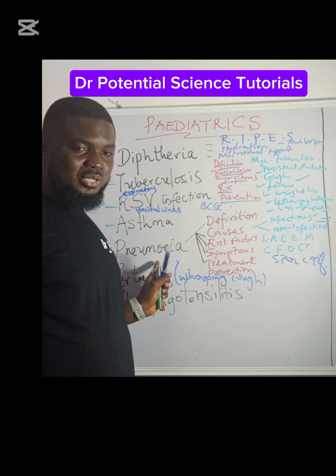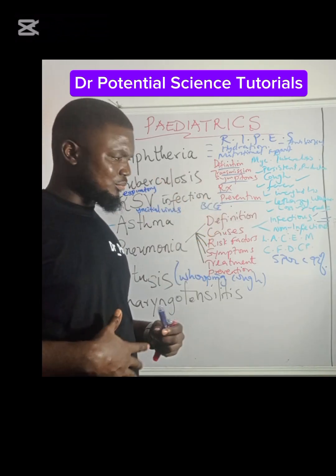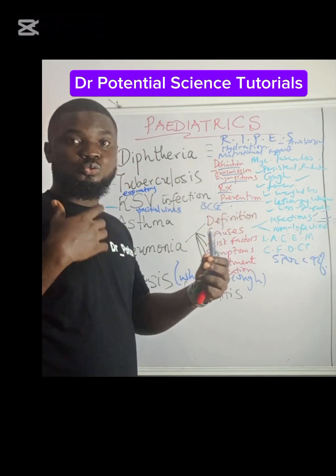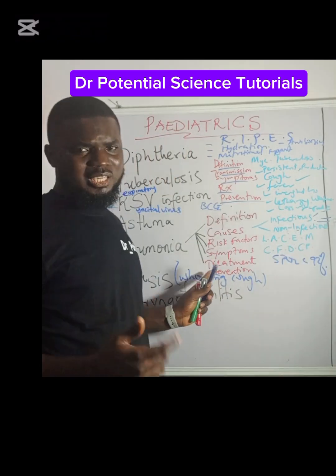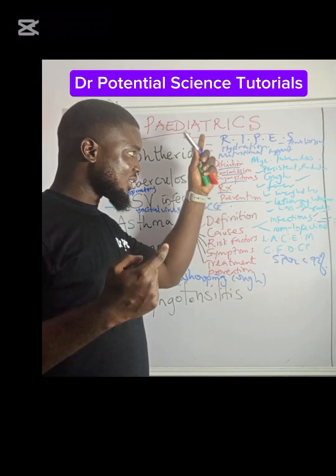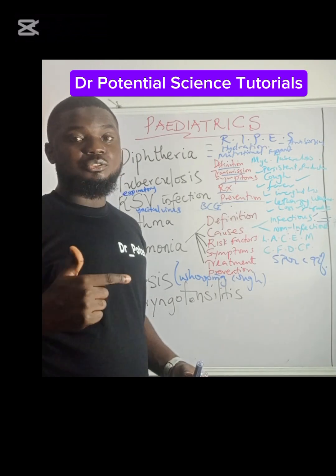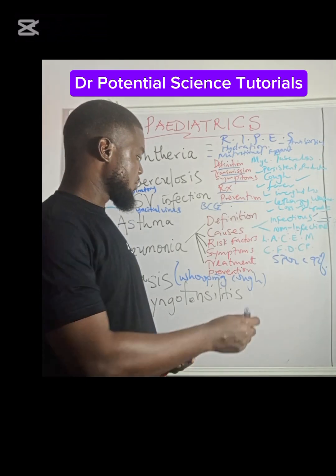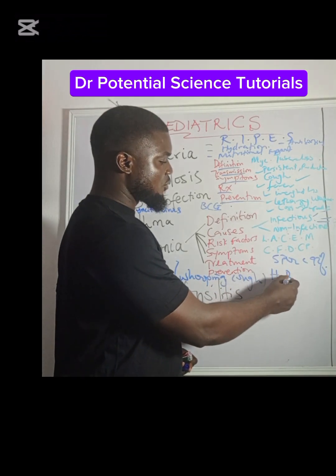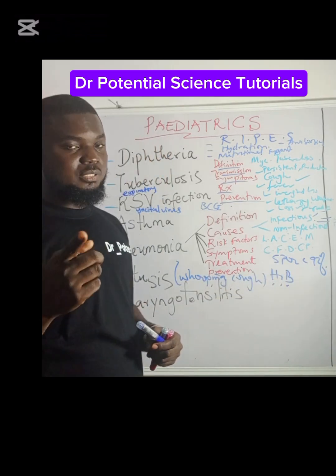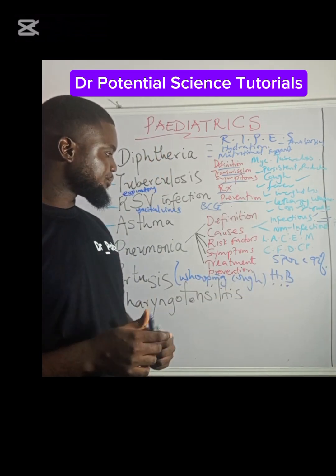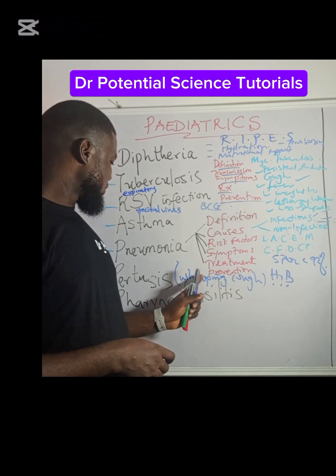For the prevention of pneumonia, almost the same thing as tuberculosis. Avoid overcrowding, avoid exposure to dust, to smoke, and all that. Then you also give vaccination. Always remember that we're talking about children. You advise them to go for their vaccination. For example, Hib, Haemophilus influenzae type B vaccine, that we give also at birth. So that is that.